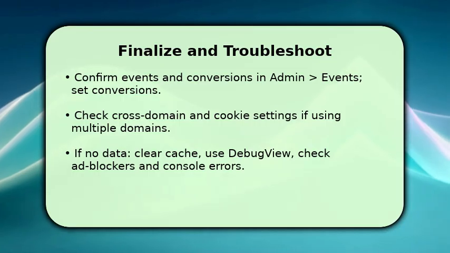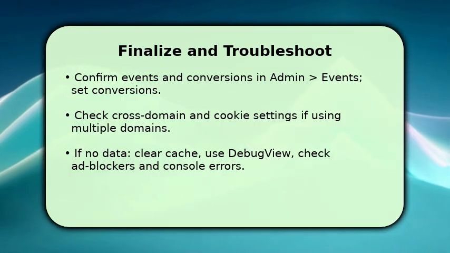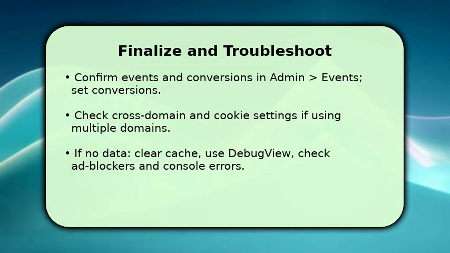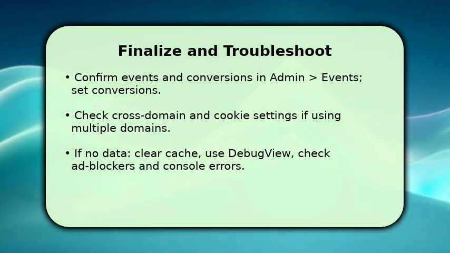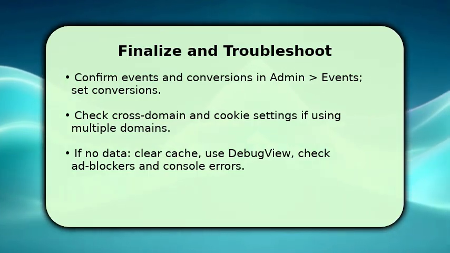If you don't see data, first clear caches and disable ad blockers, then use Debug View and the browser console to look for script or 403 errors. Make sure the measurement ID matches exactly, and that any CSP or plugin isn't blocking the tag.